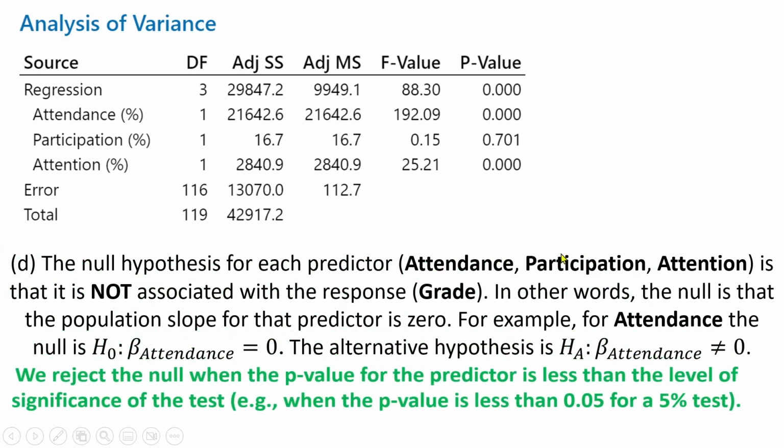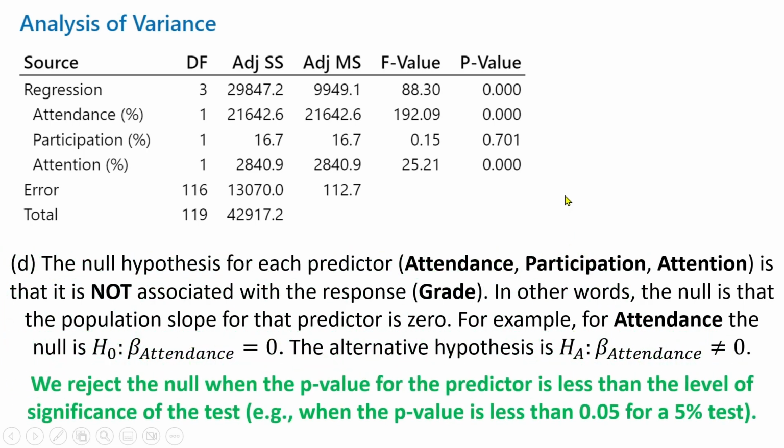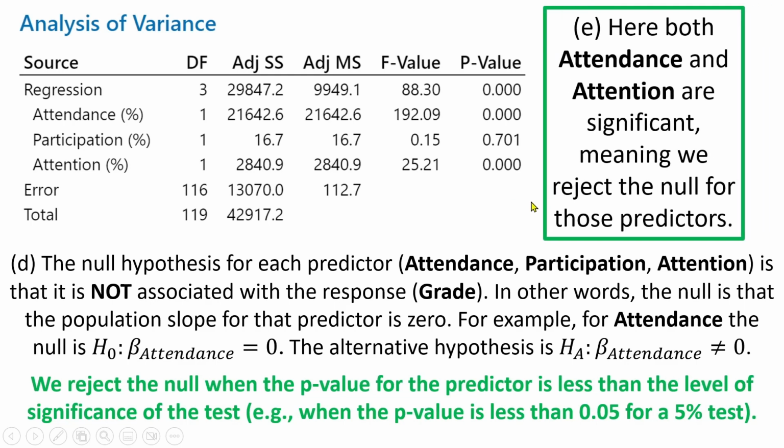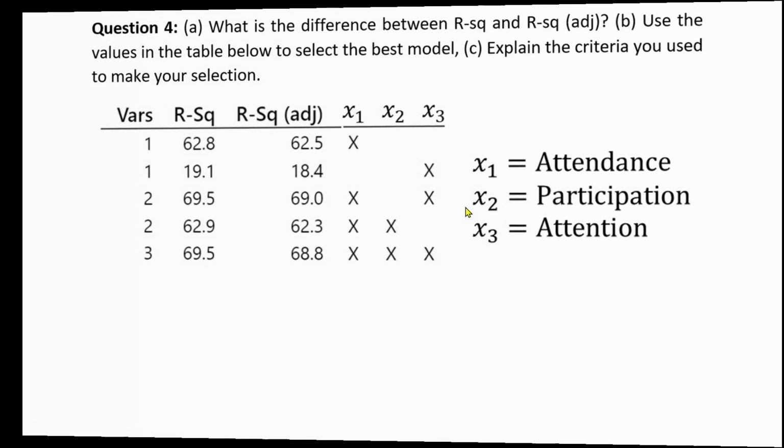And so we can see that we're going to reject the null hypothesis for attendance because the p-value is so small. We're going to reject it for attention because the p-value is so small. For participation, not so much. The p-value is very large. So we can say that there is no significant association between participation and the final grade. Right, so this tells us that we're going to build a model that only uses attendance and attention for our predictor variables. We're going to throw out participation because it has no significant association with the grade.